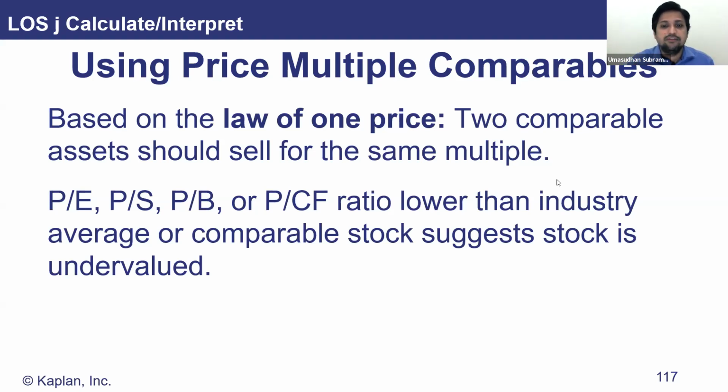So now the logic is that if companies are trading at a lower price to book value, lower PE, lower price to sales, that suggests the stock is undervalued because you are paying less premium to buy them. Do you get the point? Do you want to pay less premium or do you want to pay more premium?